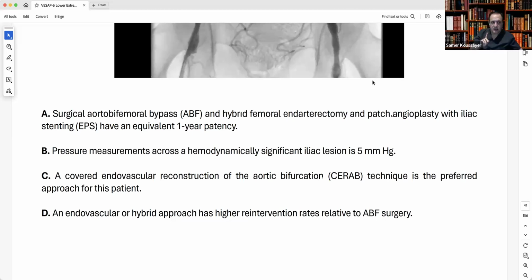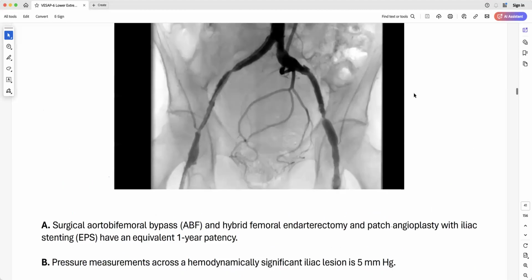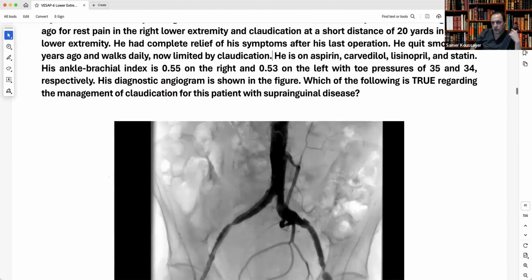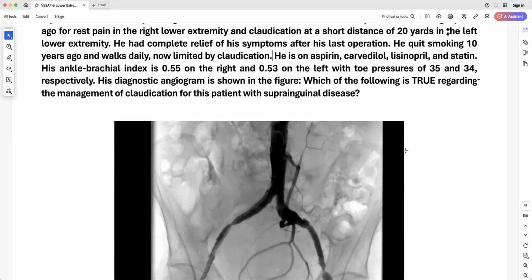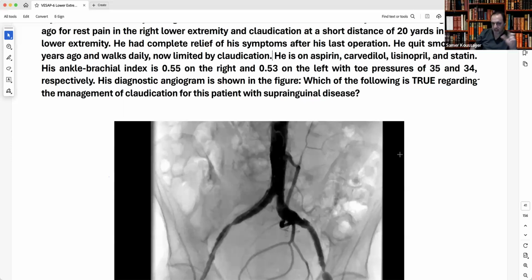No, just a second, Samer. They're not asking you what you're going to do. They give you a fact. Is this fact correct or not? He didn't tell you what your next step is. Again, the question is very important. He said, what's true regarding the management of claudication of this patient? What's true? It's not what is the best, and it's not what is next. It's what's true. Is this statement true or not?